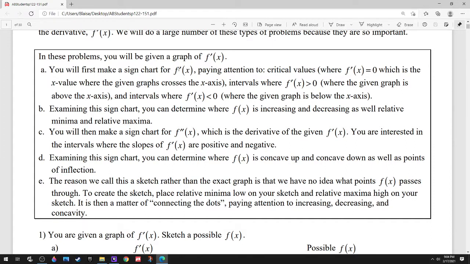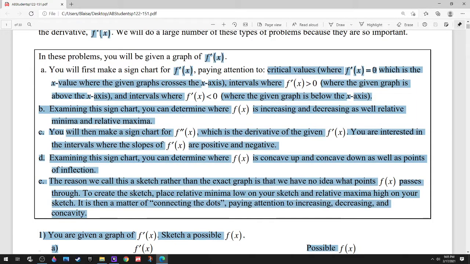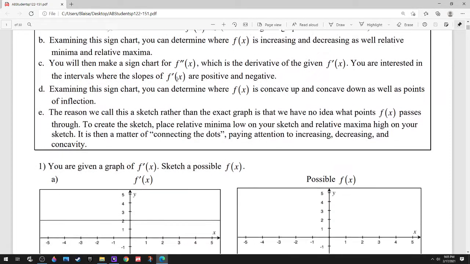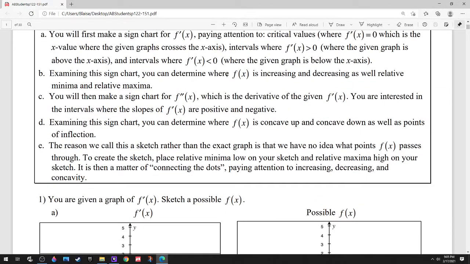So the first thing we're going to do is make a sign chart for f prime. Main thing to pay attention to: critical values or critical points. So any time where f prime is 0 or when f prime is undefined. And we'll see some of those examples in the problems below. We also want to pay attention to when f prime is greater than 0 and when f prime is less than 0. When is it negative and when is it positive? Then examining the sign chart, we can determine where f is going to be going up and going down, or increasing and decreasing. And we're also going to find relative mins and maxes.